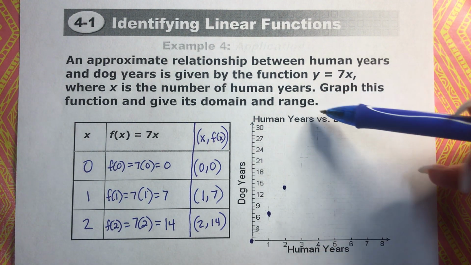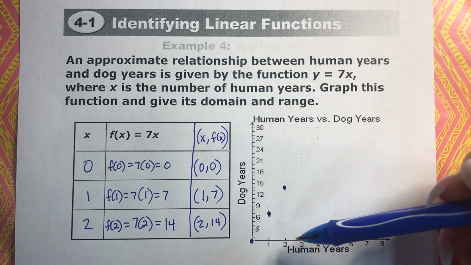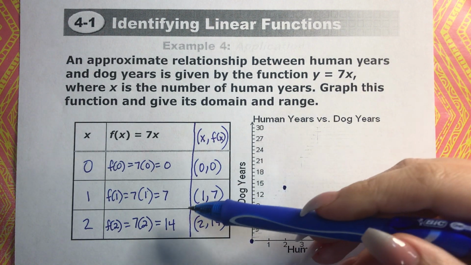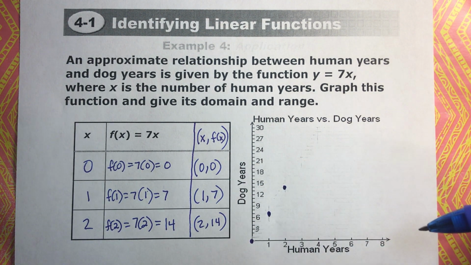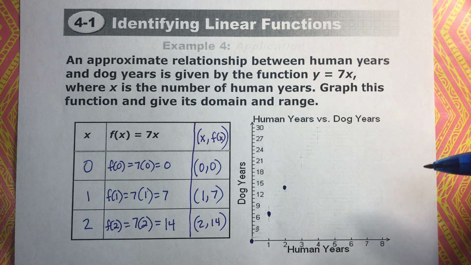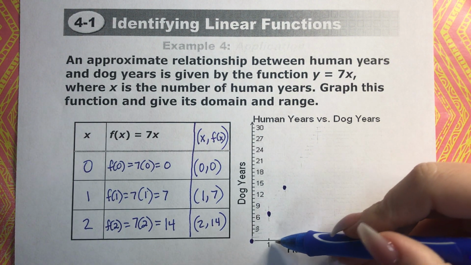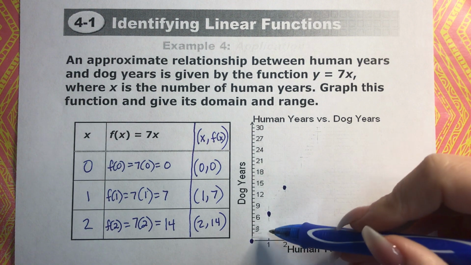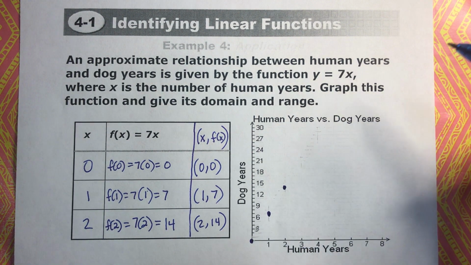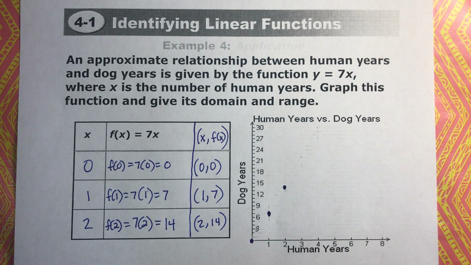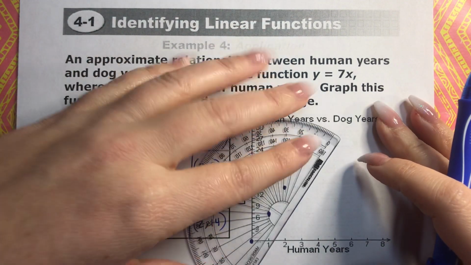And it looks like this trend is going to continue, right? So 3 times 7 would end up being 21. And you can have human years like 1.5 years old, so you can have fractions or decimals. So this is actually going to be a connected line.